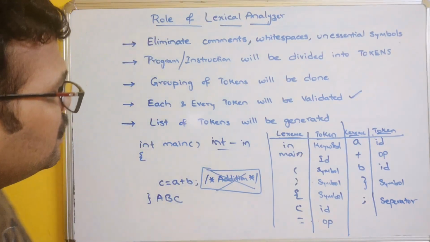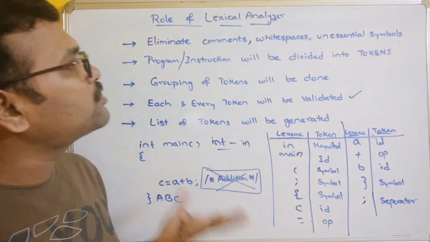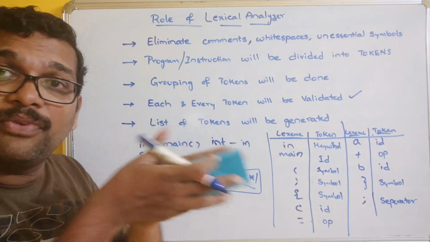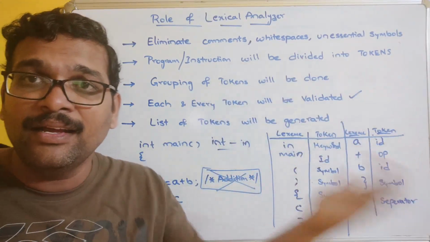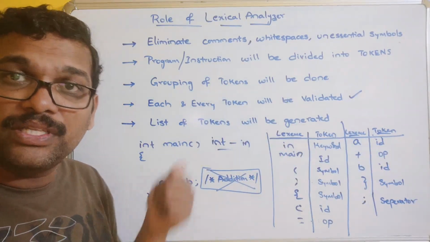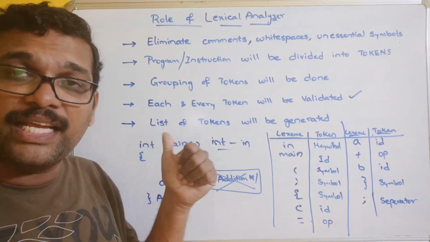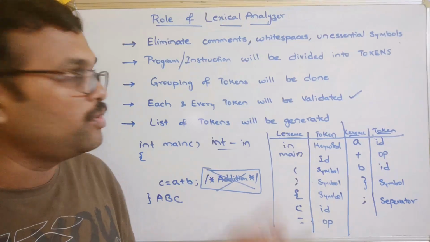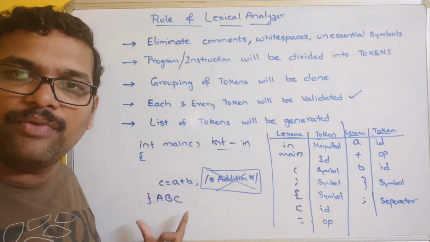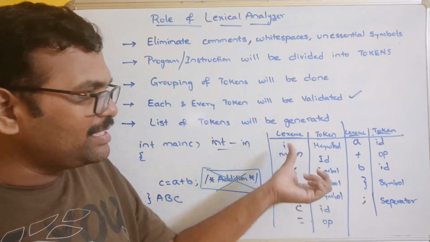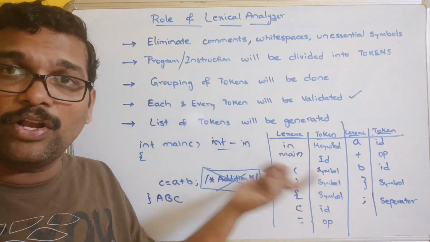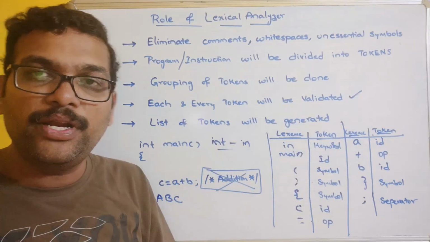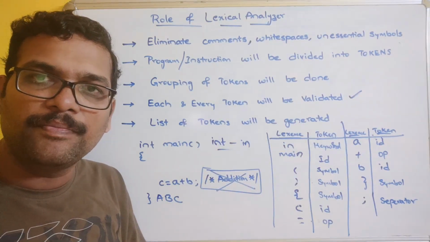Right? So these are the roles of the lexical analyzer. We have seen how the input will be processed and how we get the tokens as an output. So this is the first phase of a compiler, which takes the program instructions as an input and gives tokens as an output. Here we have seen everything. We have taken one example, and we have seen the symbol table. The symbol table will also be generated here, right? So lexemes and the corresponding tokens will be available in the symbol table, right?